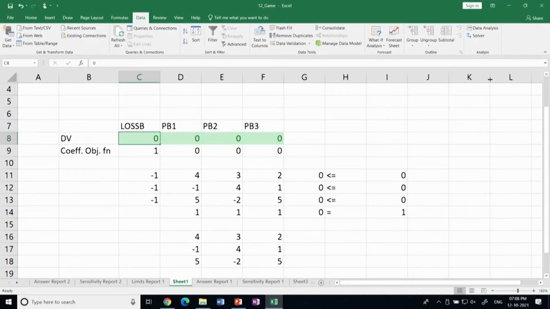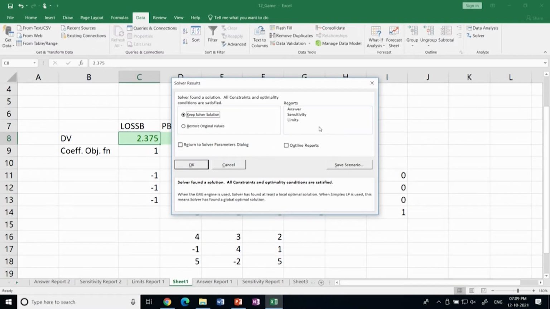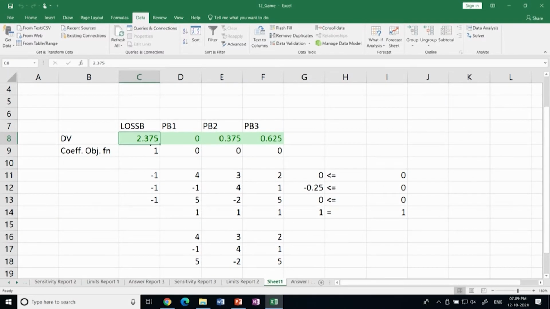I am going to solve this linear programming problem in Excel. I have entered the decision variables and objective function coefficients. When I go to Solver, I say it is a minimization type. The objective function is C8. The constraints are less than or equal to type. When I solve it, the value of the game is 2.375, PB1 is 0, PB2 is 0.375, PB3 is 0.625.